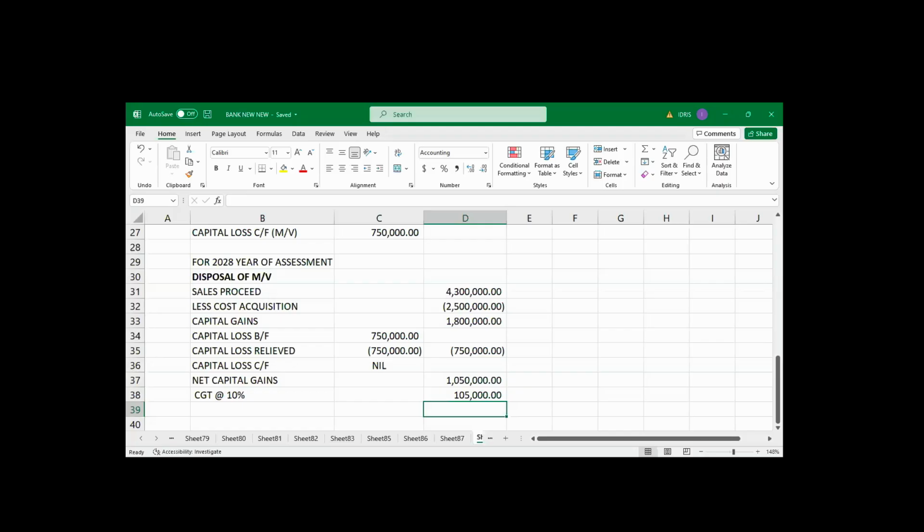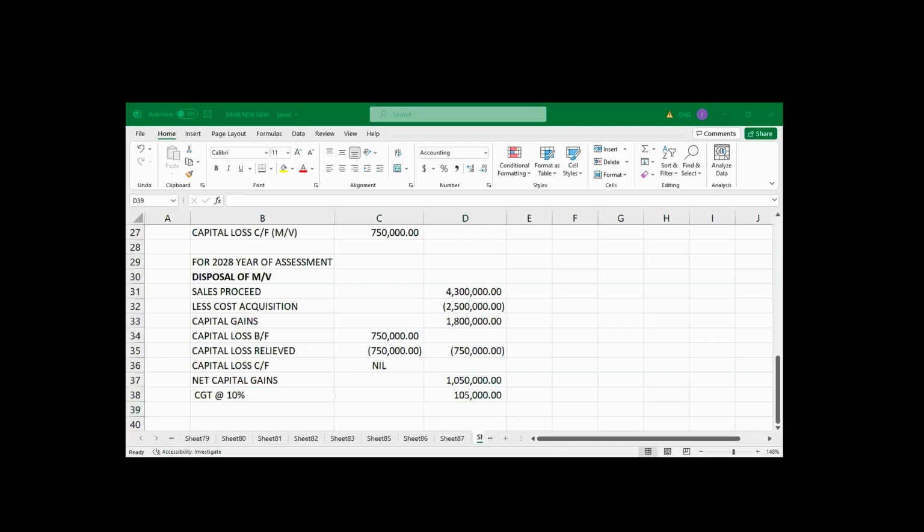For a transaction from 1st of January up to 30th of June, the capital gain tax return must be filed when? By or before 30th of June. From 1st of July to 31st of December, that is by or before 31st of December.